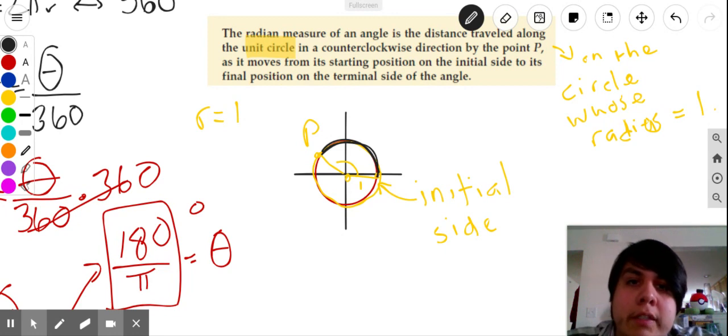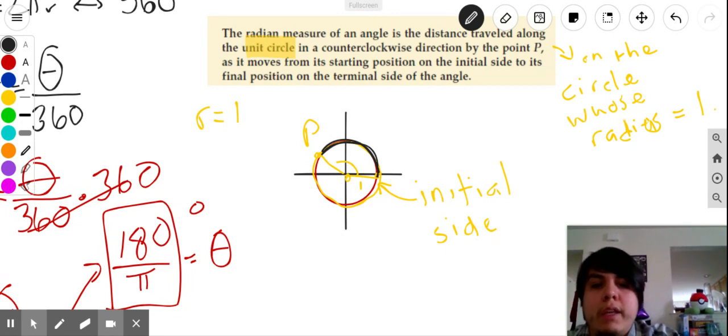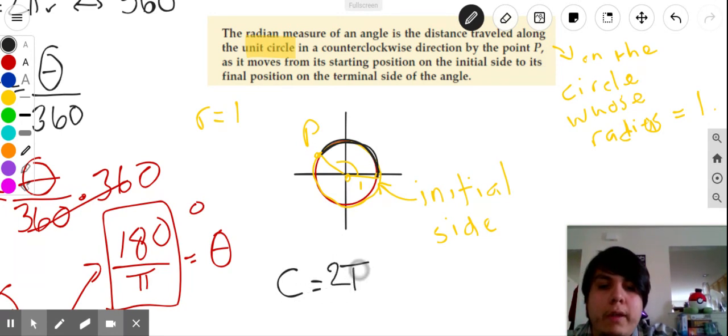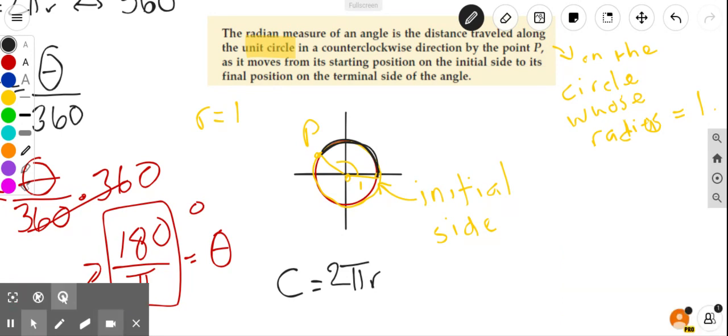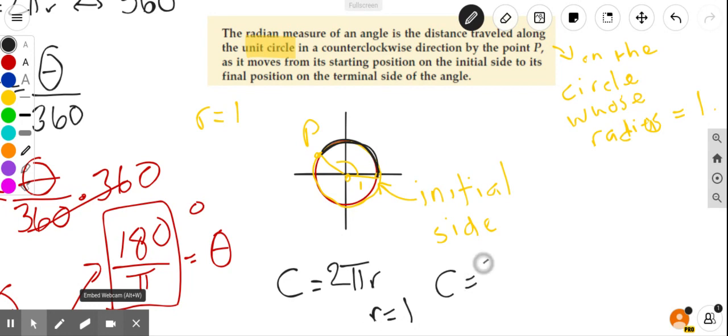That's super important because if the radius is 1, we knew that the circumference of the whole circle would be 2 pi r. But r equals 1, so the circumference would be 2 pi times 1, aka 2 pi. So that's the entire circle here. That means we have a lot of information, so I'm going to break it down for you real nice and simple.